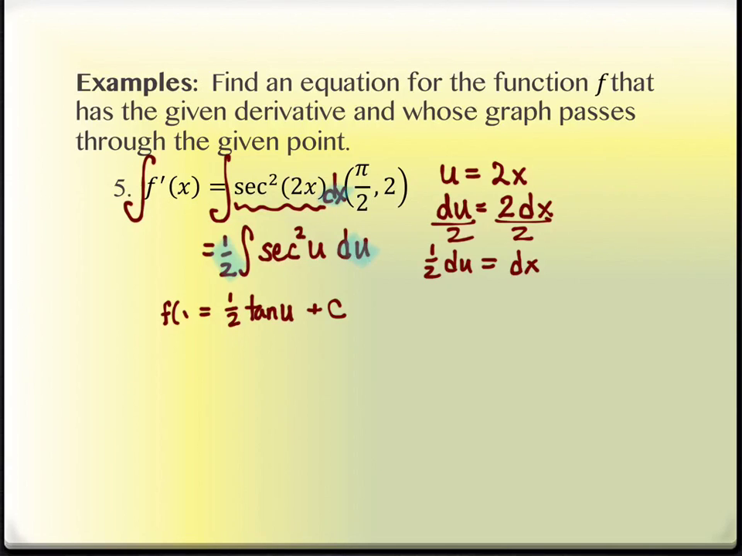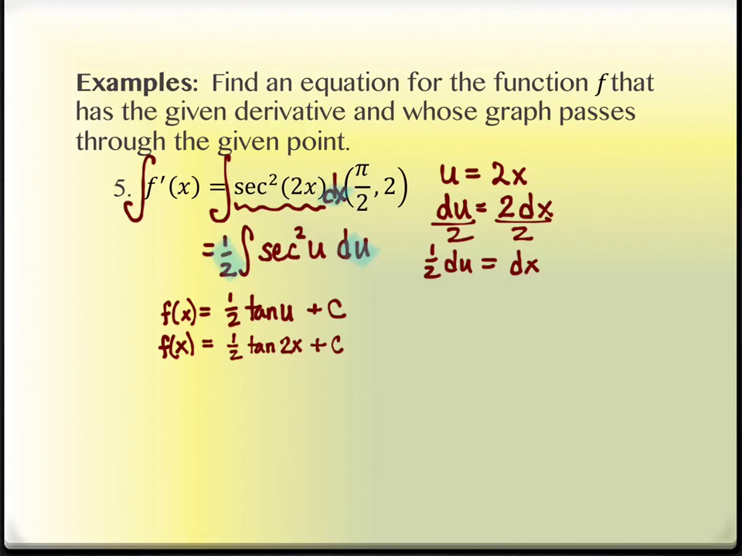That's f of x, right? The prime notation simply comes off. Now, unfortunately, it's not really f of x yet because we still have a u in it on the right-hand side, so we do need to change that. What should it say? 2x. Yeah, it should say tangent 2x and then plus my c. So my general antiderivative is 1/2 tangent 2x plus c.